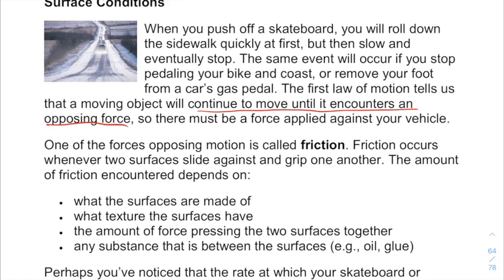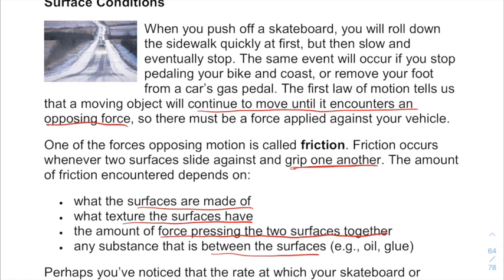One of the forces opposing motion is called friction. Friction occurs whenever two surfaces slide against and grip one another. This is due to some interactions between the materials. The amount of friction encountered depends on what the surfaces are made of, what textures the surfaces have, the amount of force pressing the two surfaces together, and any substance that is in between the surfaces, like oils and glues. Those change the texture of the surfaces in contact.